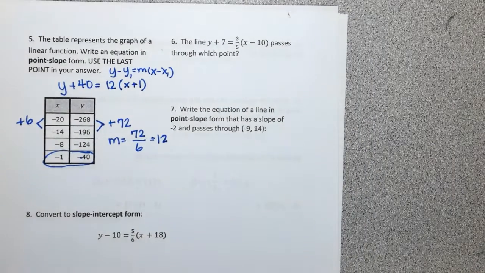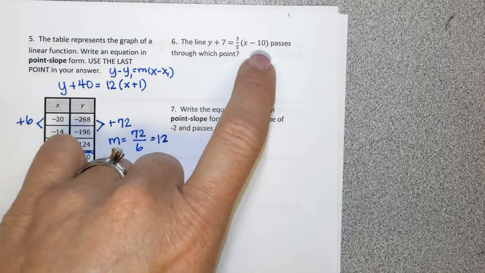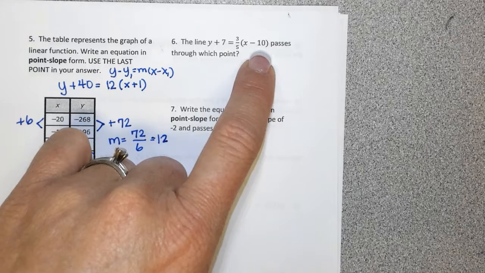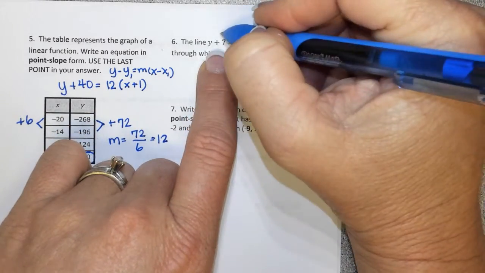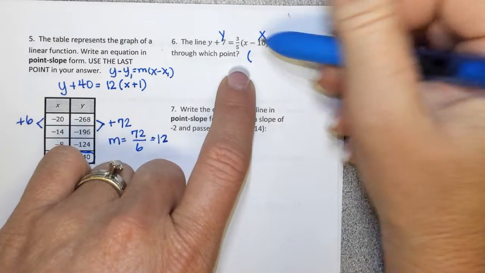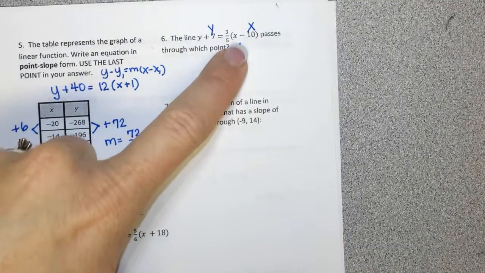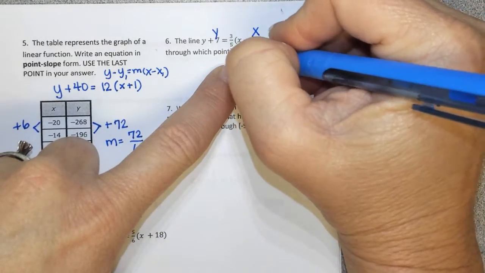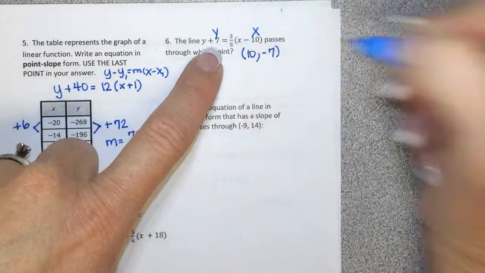Okay, number 6. It says the line y plus 7 equals 3 over 5 times x minus 10 passes through which point? So I'm pulling out the points, right? This 10, is it my x or my y? It is my x. This 7 is the y. So now, when I pull it out, is it going to be the same or the opposite? The opposite. So this negative 10 becomes positive 10. This positive 7 becomes negative 7.